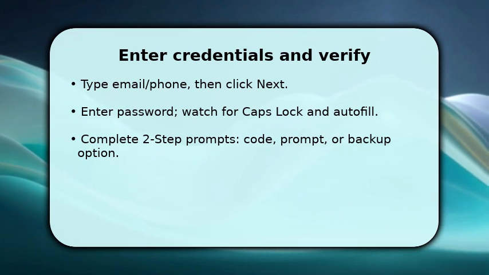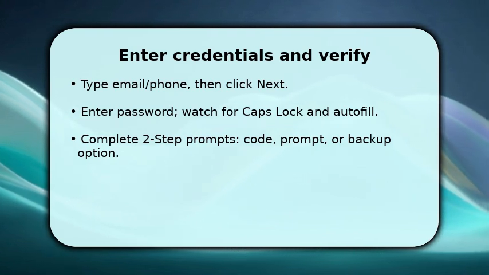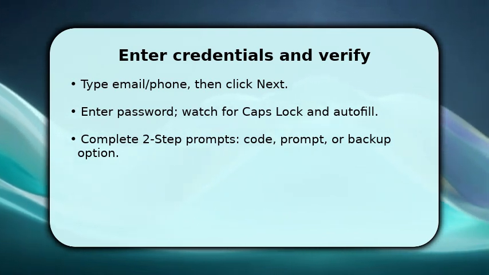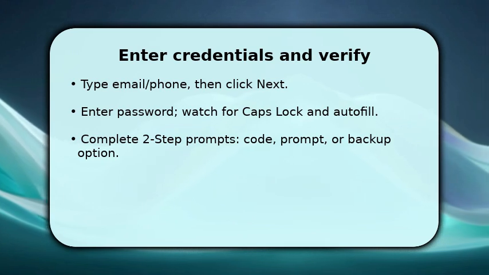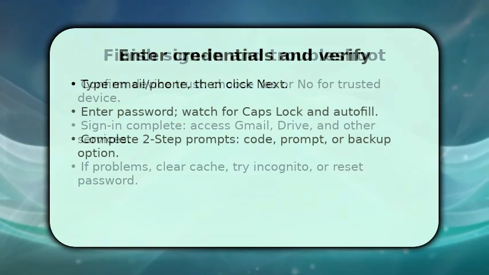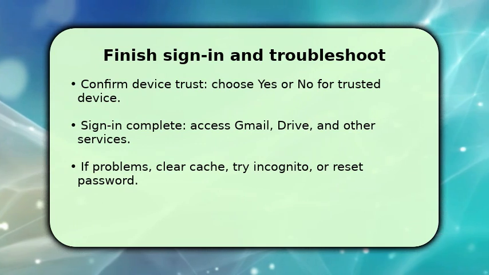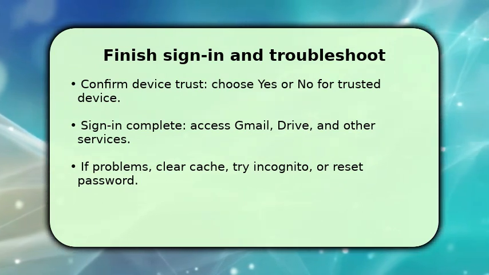If two-step verification is enabled, follow the on-screen method. Approve a prompt, enter a text code, or use a backup code. These steps confirm it's you and protect your data from unauthorized access. Once you approve any verification and accept permissions, Google signs you in and redirects to the service you requested.